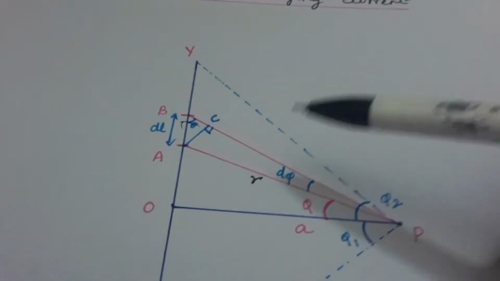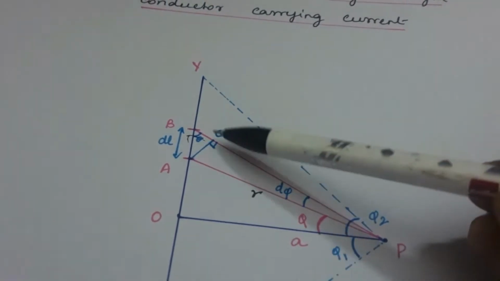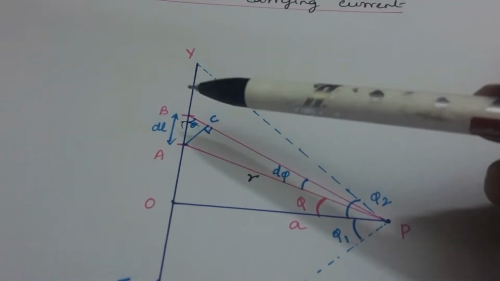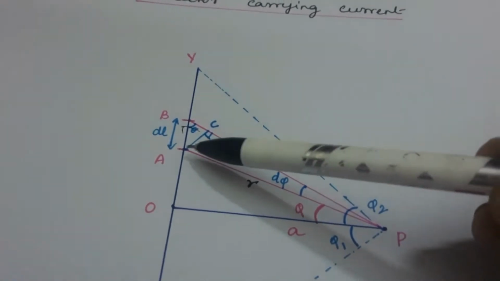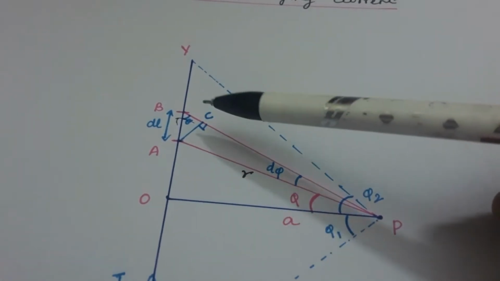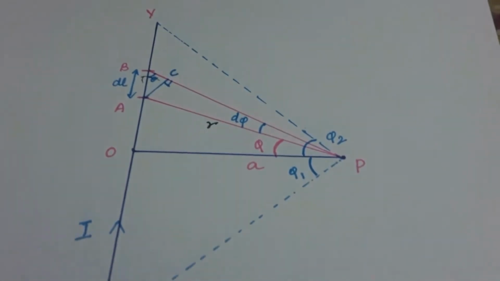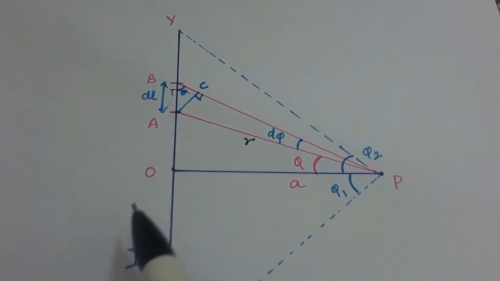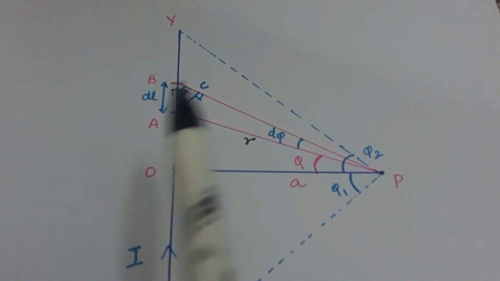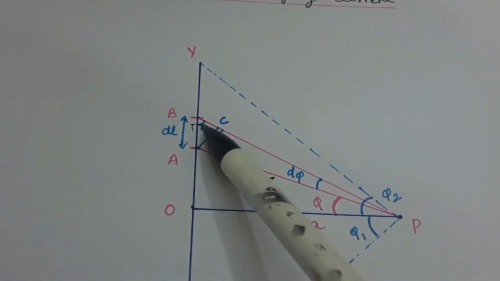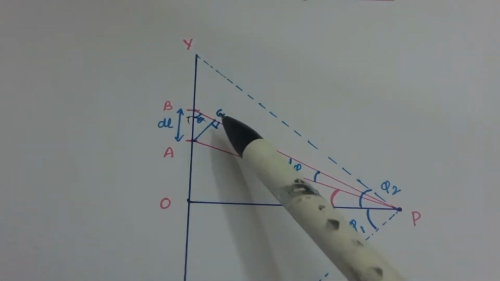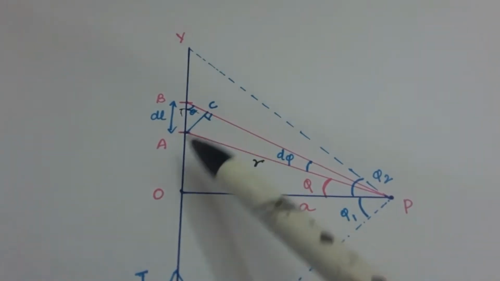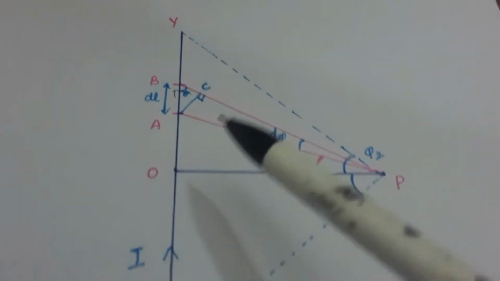Now draw a perpendicular from A to the line BP. So AC is the perpendicular drawn from A to the line BP. Now I am going to take the triangle ABC and find sin theta. Here this is your theta, this is the opposite side of theta and this is your hypotenuse.